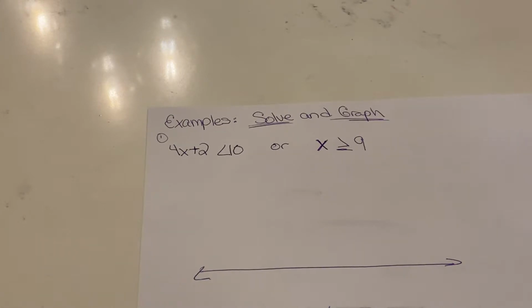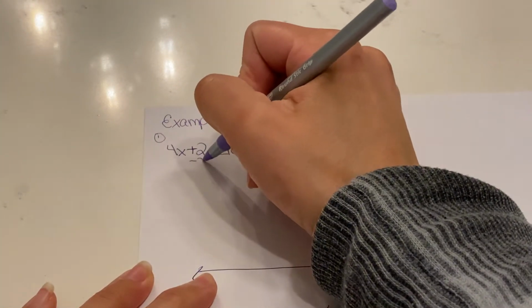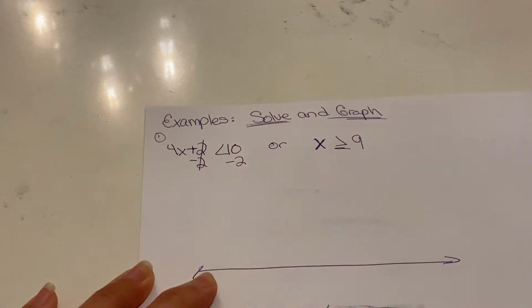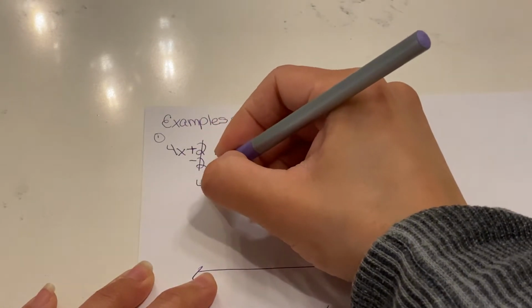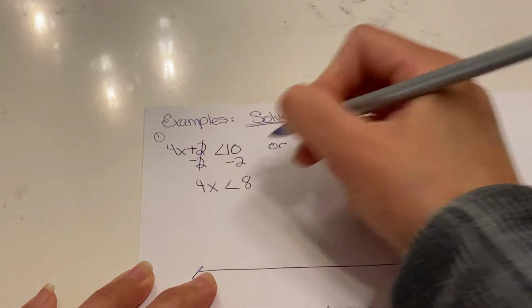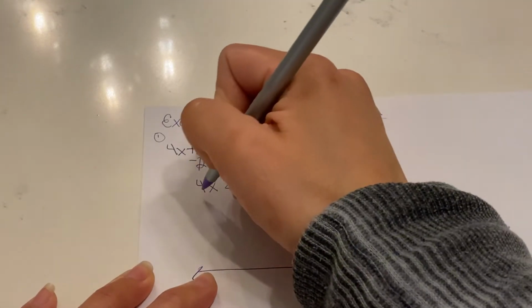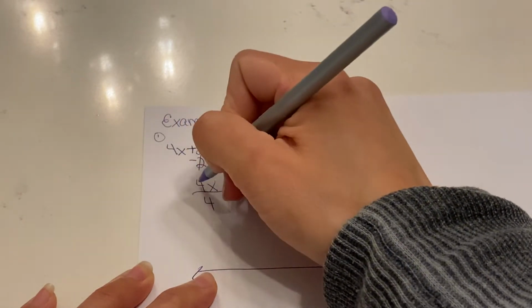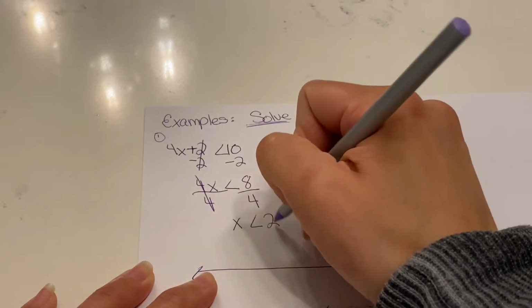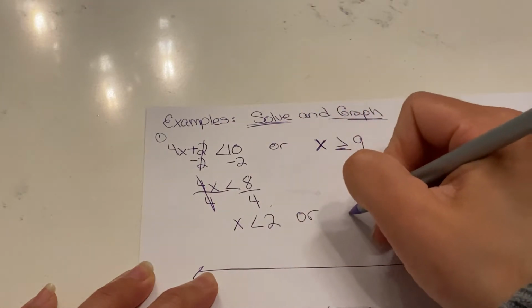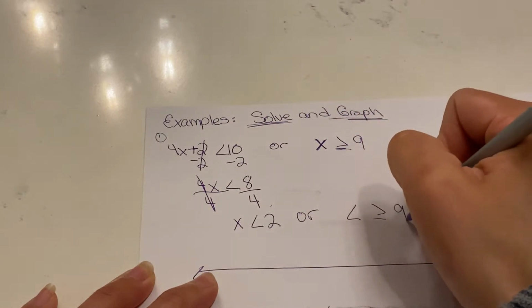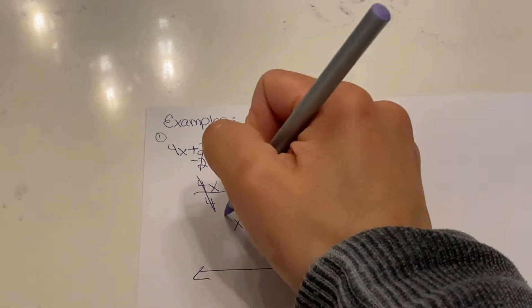Some of you like to skip steps. And this is why, when I email you back saying I didn't see your work, that represents you're not showing me your thought process of how you isolate that x, all right? So here I need to subtract, okay? Because I have to do the opposite of adding. I get 4x is less than 8, okay? Then I divide by 4 on both sides, and I get x is less than 2. Or x is greater or equal to 9, okay? So now this is my answer.